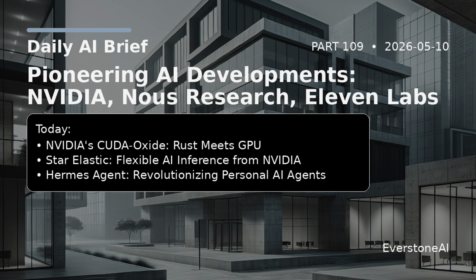That's all for today's episode of Daily AI Brief. We've seen how NVIDIA, Nous Research, and 11 Labs are pushing boundaries and reshaping their respective fields. Whether it's advancing GPU programming with Rust, optimizing model deployment, innovating personal AI assistants, or setting a new standard in AI music generation, there's no shortage of developments to explore.